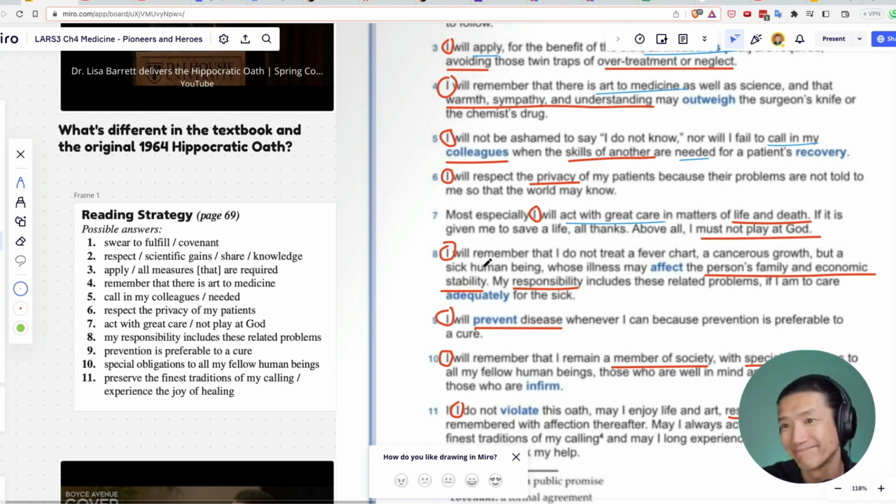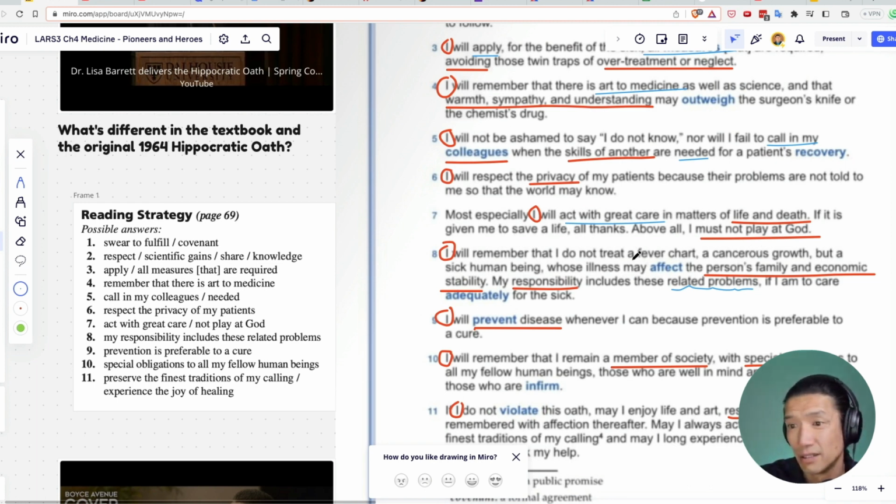Life or death. My responsibility includes these related problems. What related problems? See, I don't know what those related problems are unless I write them down. Prevention is preferable to a cure. Prevent disease instead of cure the disease. Ten, special obligations to all my human beings. Special obligation to what? I'm not treating plants or dogs, maybe. Do you take a Hippocratic oath as a veterinarian? We should ask.